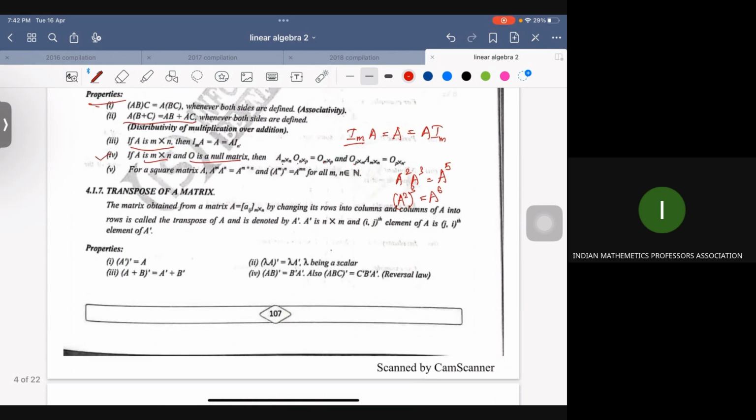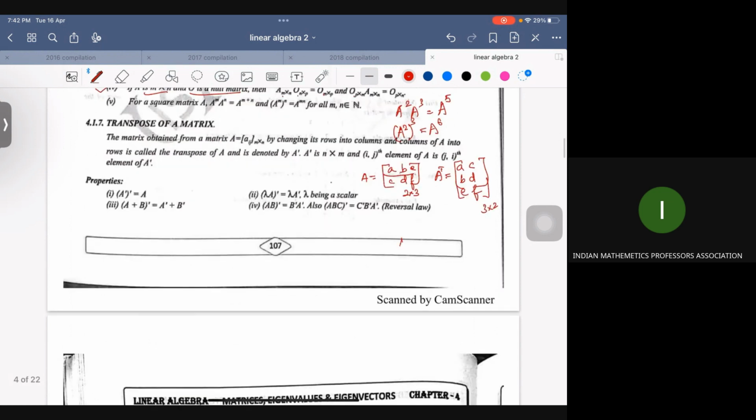Transpose of a matrix. Transpose of a matrix means, if this is a matrix A, B, C, D, then A transpose is nothing but interchanging of rows and columns. Here we are taking this row and writing it as a column, the second row as the second column, the third row as the third column. This also holds for a rectangular matrix A, B, C, D. Here let us take E, F. So this is a 2 by 3 matrix, and A transpose will be A, B, E, C, D, F. It will be a 3 by 2 matrix.